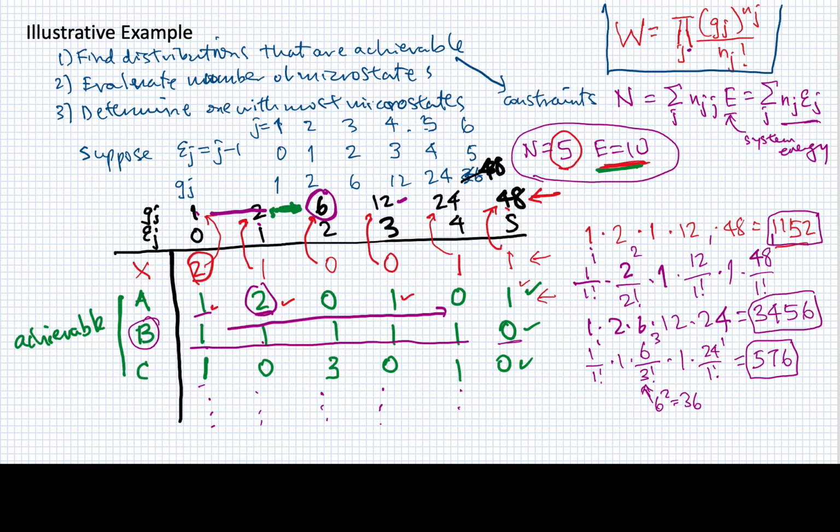I'll also note that in real systems, we would have an N that is something on the order of 10 to the 23rd, not 5. So in this case, we have a little bit of preference here for distribution B, 3,456. It's only about 3 times the one for distribution A. It's about 6 times the microstates found in distribution C, but it's not a spectacularly larger number. We're going to find that the most probable microstate when we have a lot of molecules like 10 to the 23rd is actually going to be a lot more favorable.